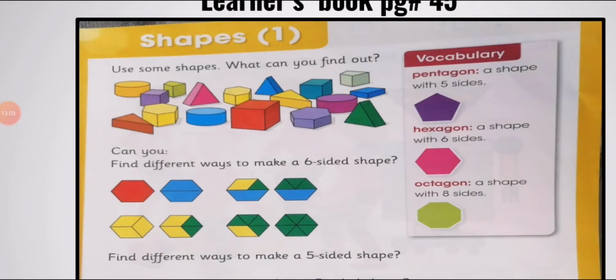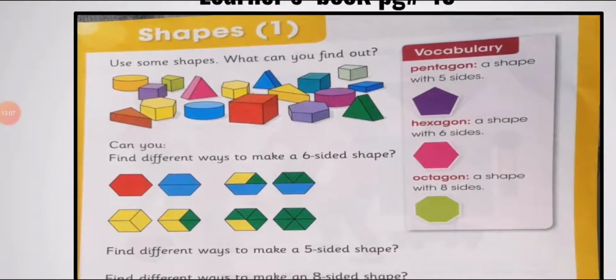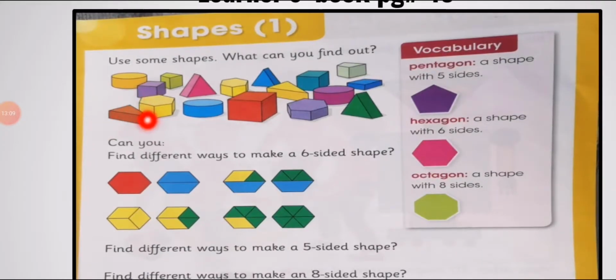Which shape is this? Let me count the corners. 1, 2, 3 corners. It's a triangle, so it is made of triangles. And look at that one. It's a rectangle. It's a triangular prism.